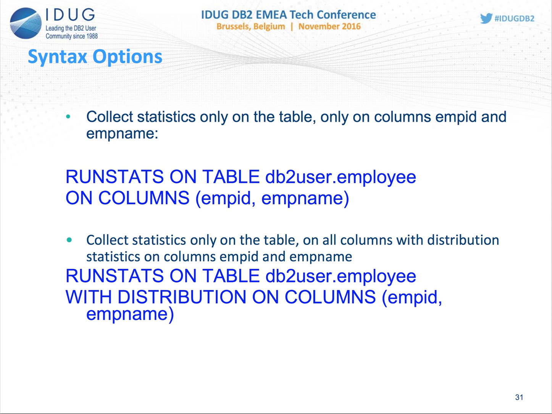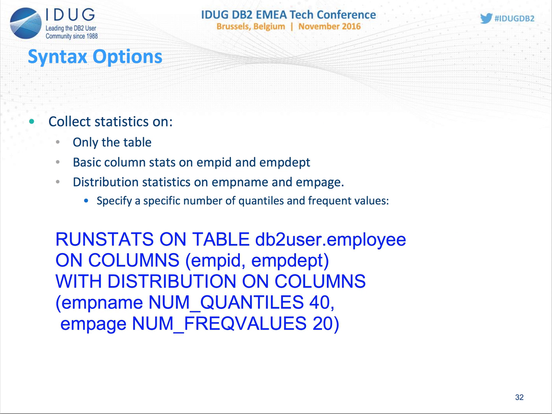So again, you just collect stats on those two columns. You can get fancier and specify, as I think I mentioned earlier, the number of quantiles and frequent values on a per-column basis. In this example, you can customize it for individual columns as is shown on this page.